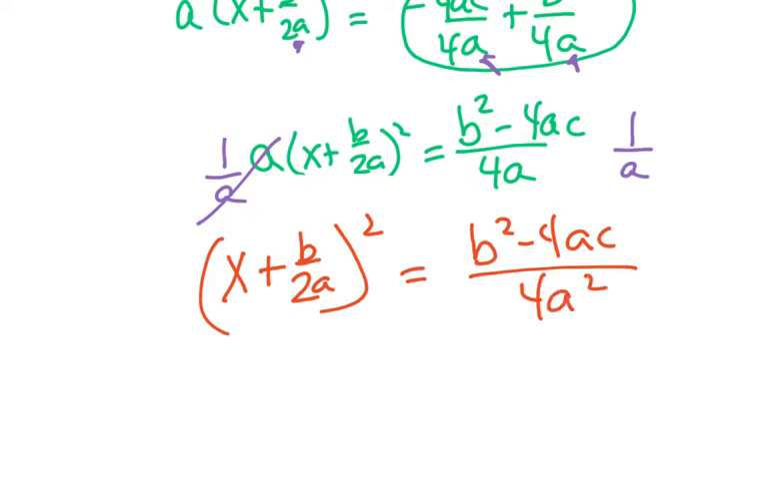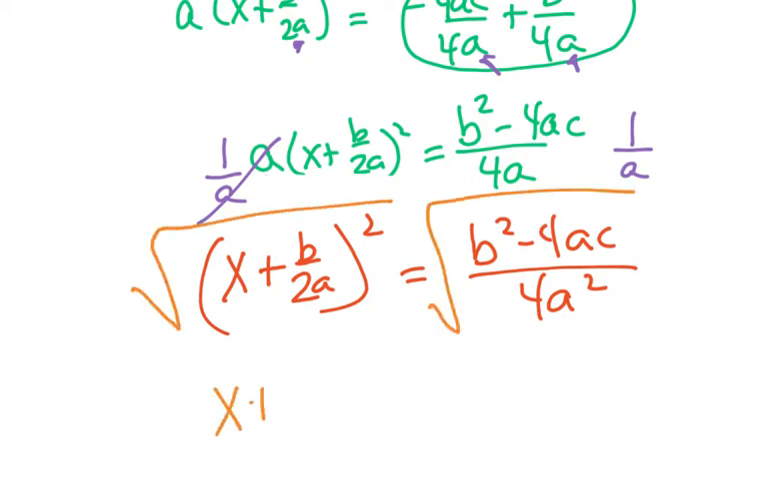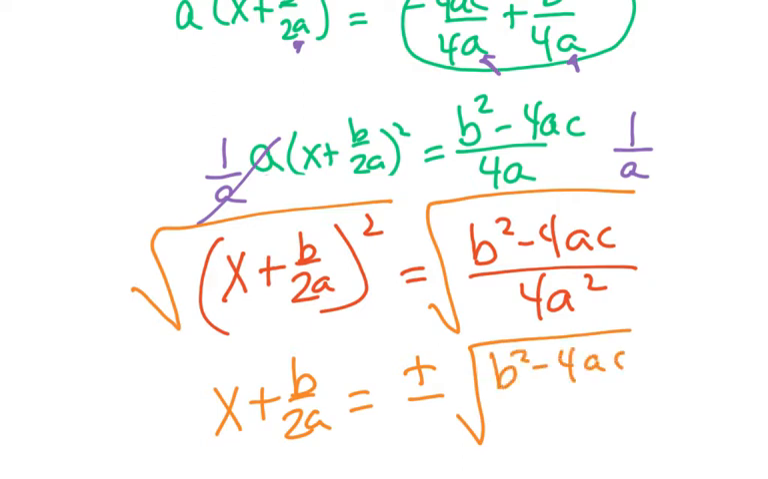Okay, I'm ready now to take the square root of both sides, because there's nothing else I could do. So I'm going to have x plus b over 2a equals plus or minus the square root of b squared minus 4ac over 4a squared.